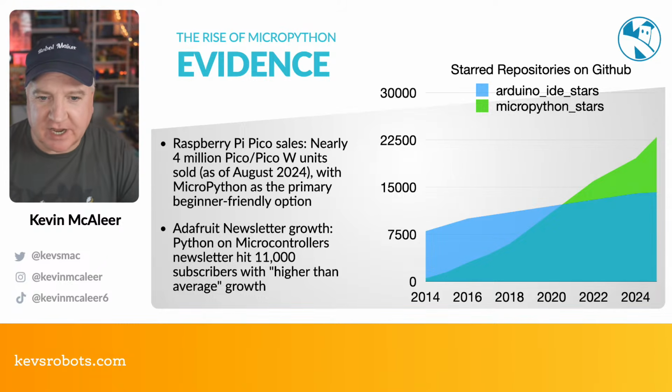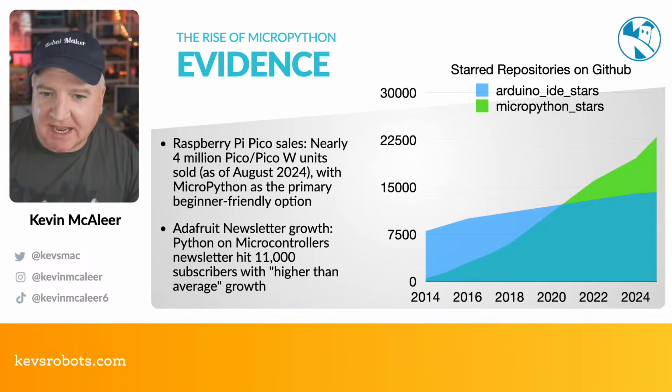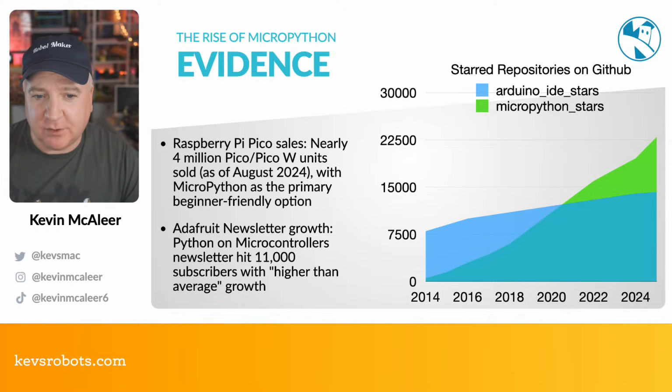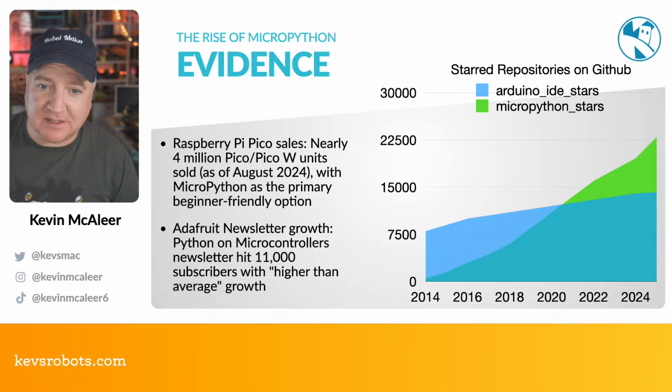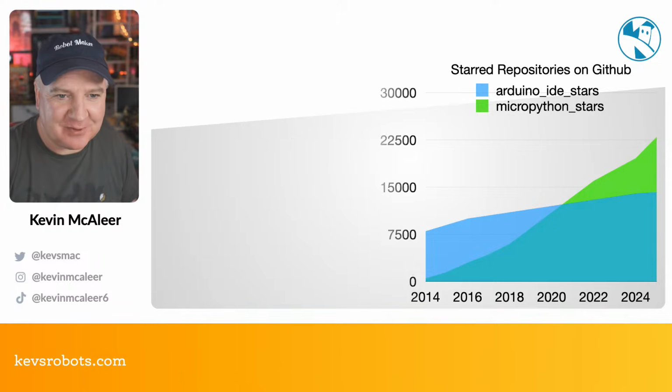You can see on the little chart on the right hand side here, this is the starred repositories on GitHub. So the number of Arduino starred repositories versus the MicroPython starred repositories. So people are really going for MicroPython and MicroPython based projects on GitHub. It's a bit of a thumbs down there from somebody.